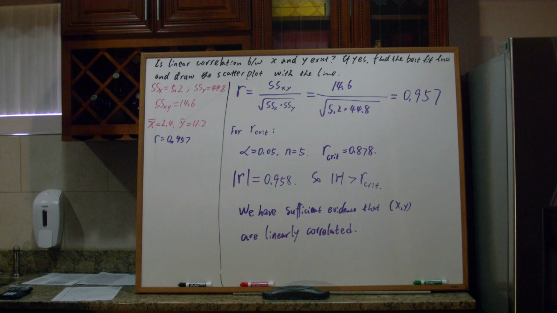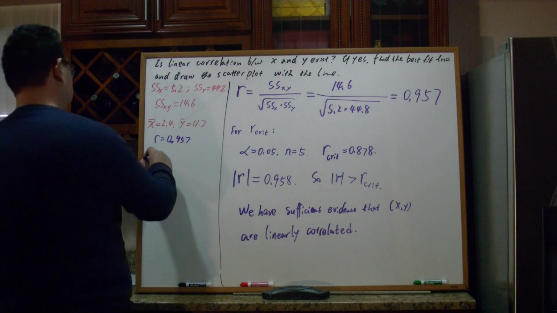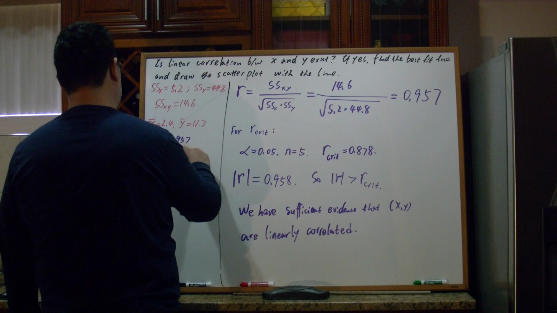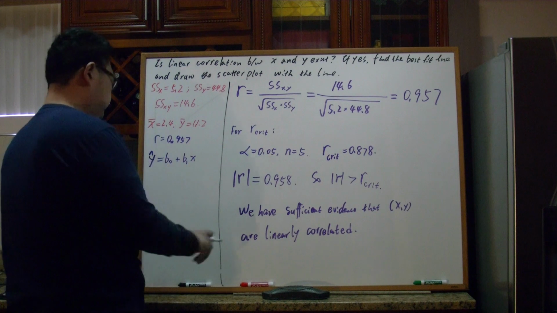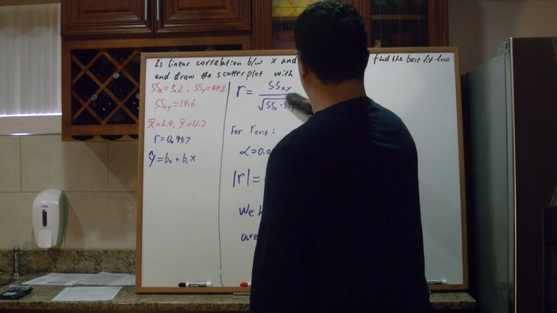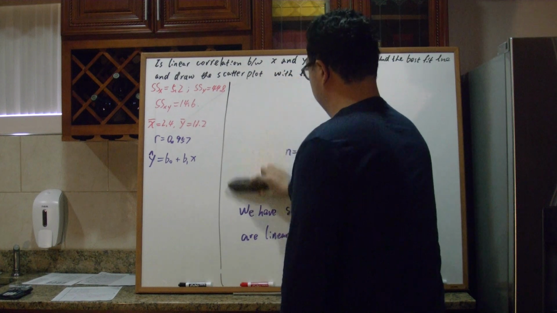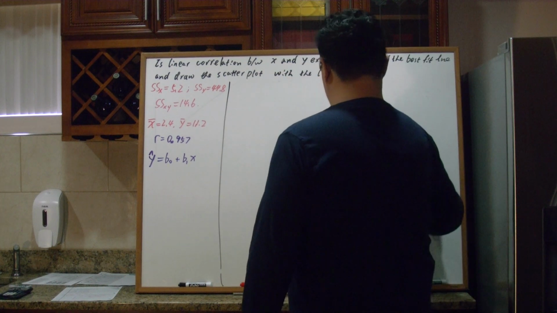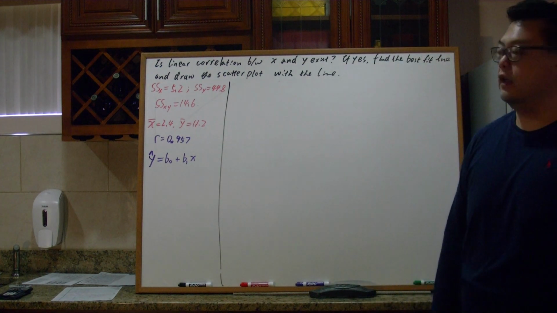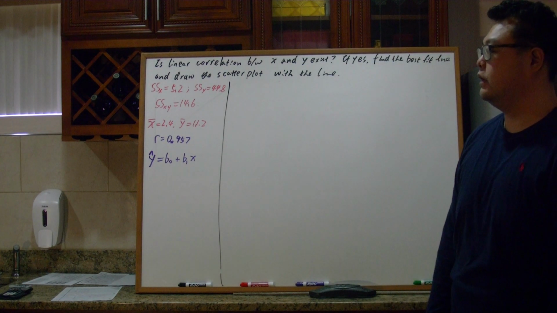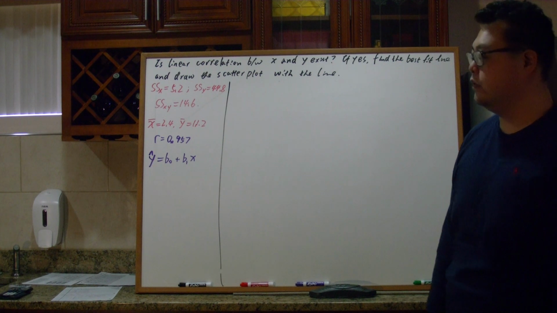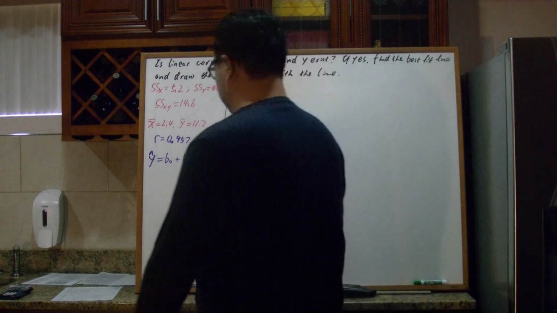Right, from that, we're able to move on to compute y hat, which will be b0 plus b1 x. From that, we're able to compute the line. If it's not sufficiently large enough, then we are not able to compute the line.